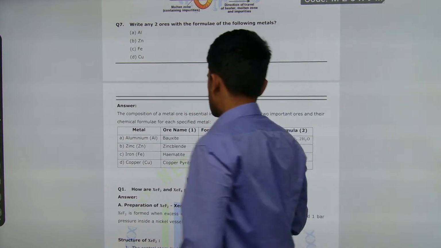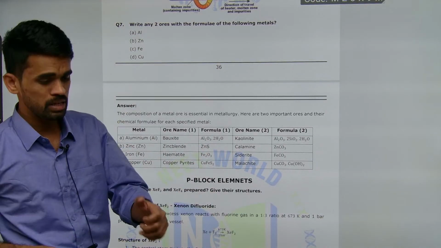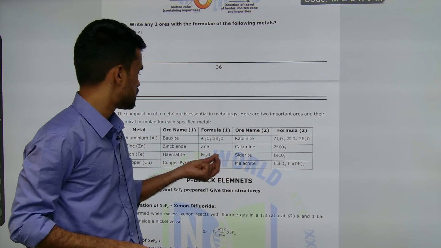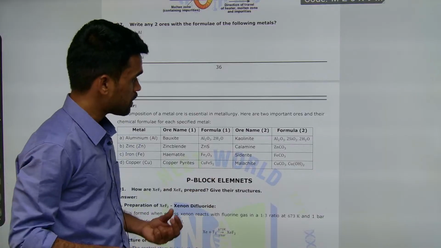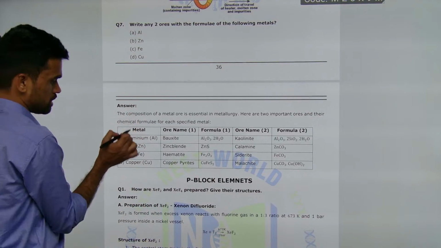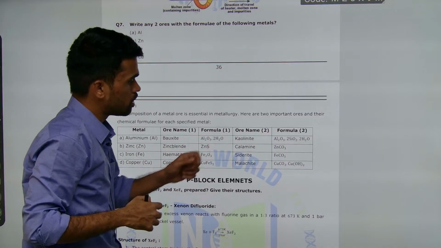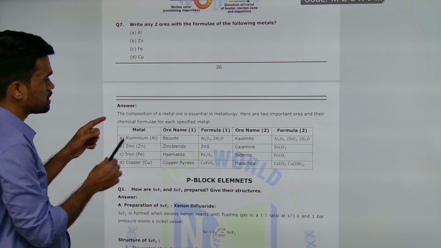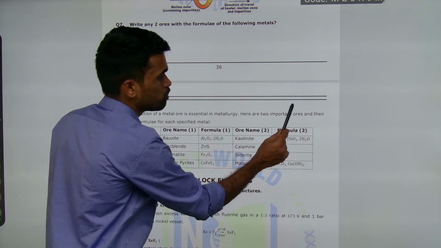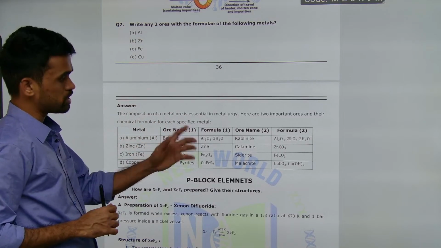Whatever we are seeing in this box is equally important for any exam, JEE, NEET, EAPCET, because you are studying this in your 10th class itself. See what ores we have and what their formulas are. For example, for aluminium we have bauxite ore, along with bauxite we have kaolinite here. Just read this statement: the composition of a metal ore is essential in metallurgy. Here are 2 important ores, and their chemical formula for each ore is specified here.